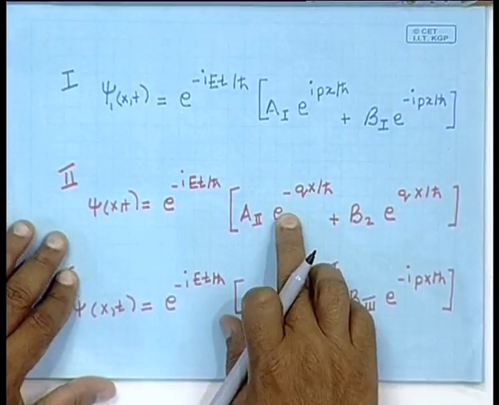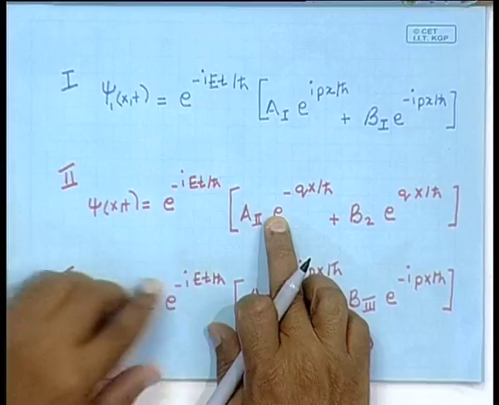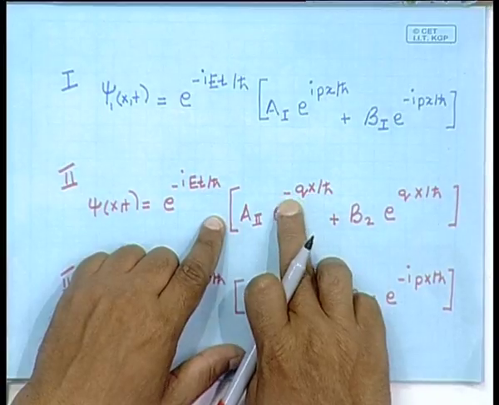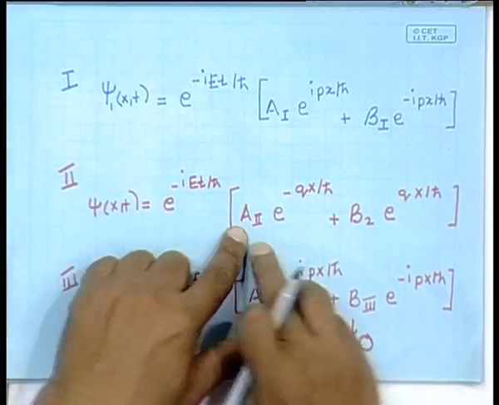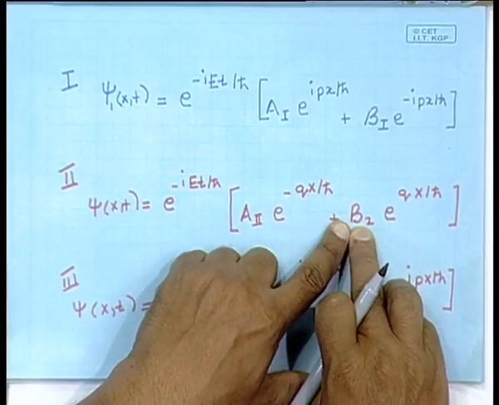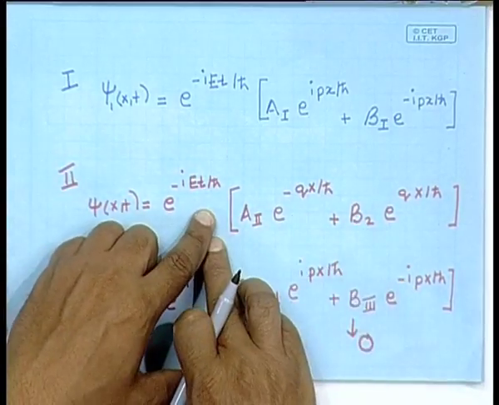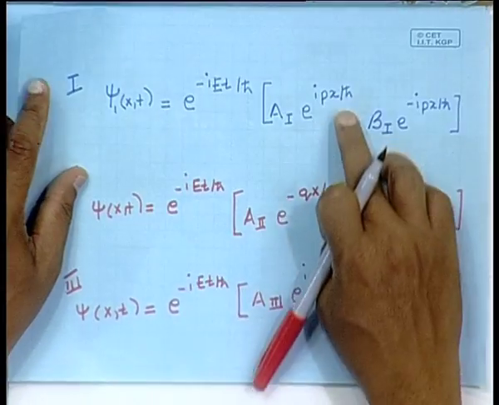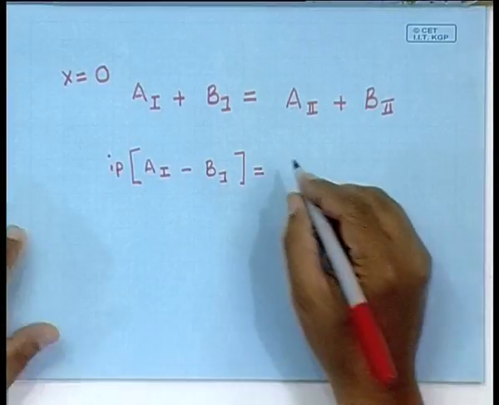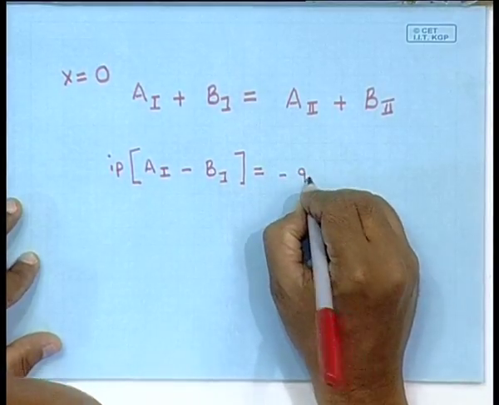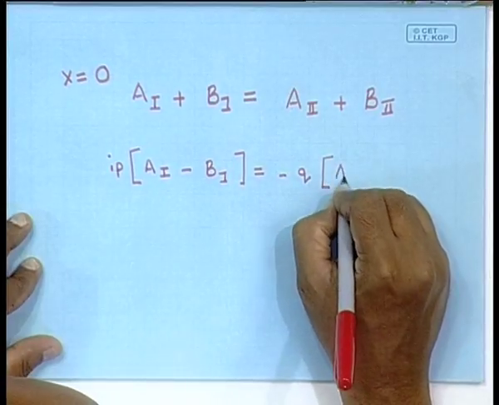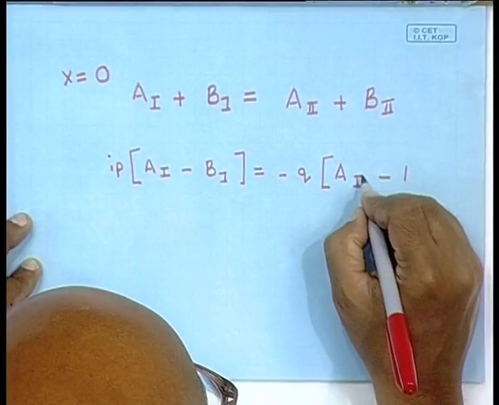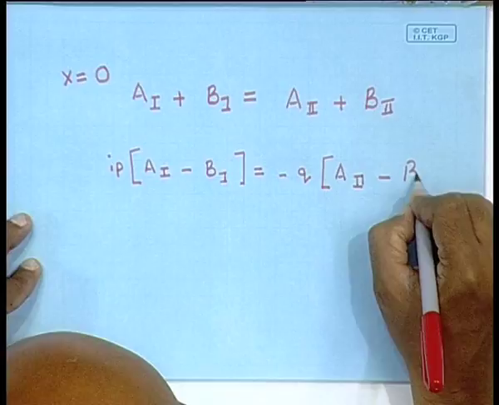is equal to the spatial derivative of the right hand side. The spatial derivative of this is going to be minus q by h cross into this, and here it is going to be plus q by h cross. So, if I take the minus q common outside, I will get a2 minus b2, h cross is being cancelled out from both sides. So, this is equal to minus q into a2 minus b2.